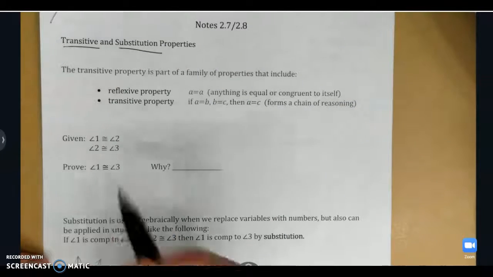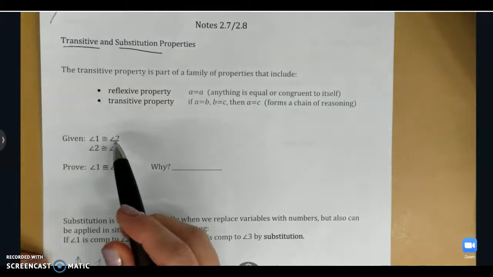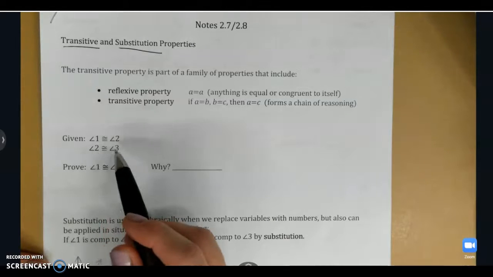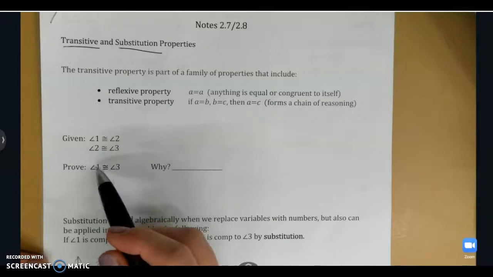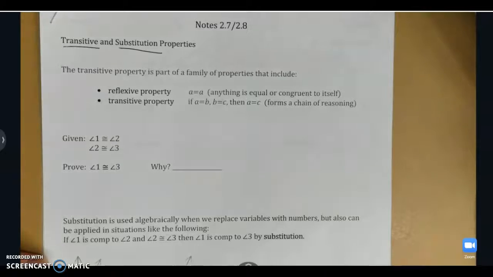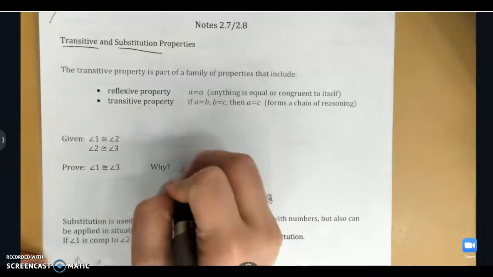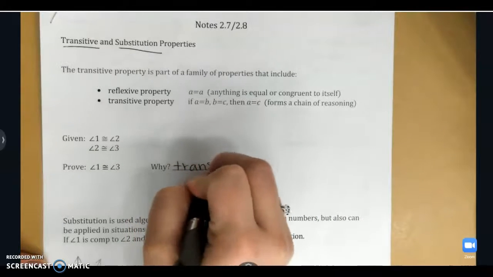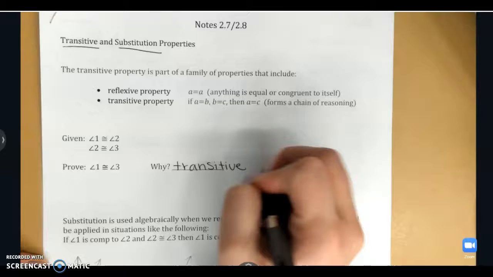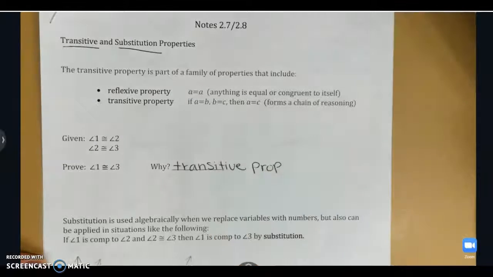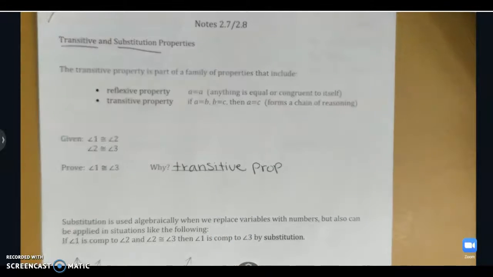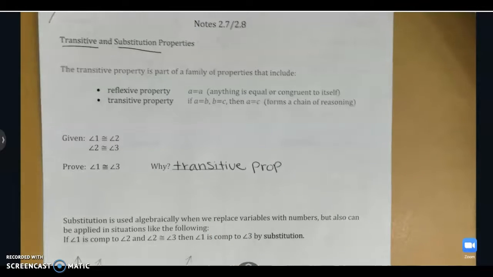So in this example, if angle 1 is congruent to angle 2, and angle 2 is congruent to angle 3, I can conclude that angle 1 is also congruent to angle 3 by the transitive property. And you could abbreviate that by just saying prop, just to save yourself some writing. Okay. So there was our transitive property.